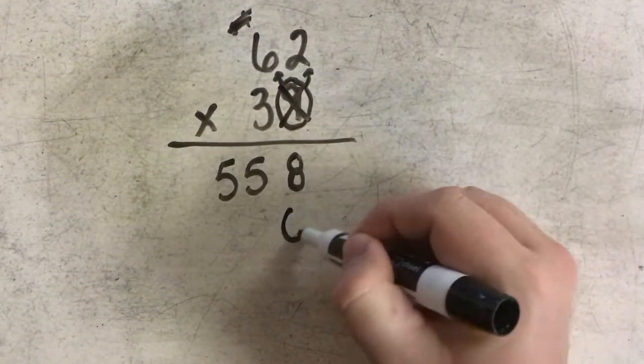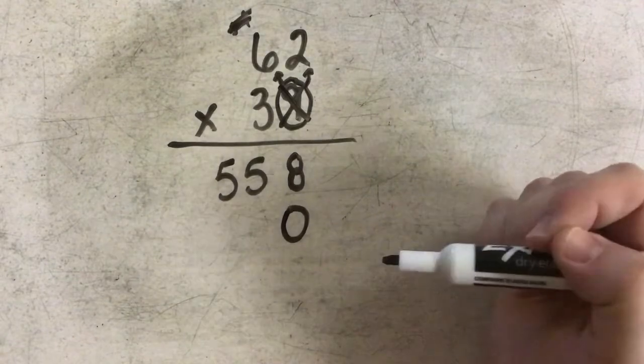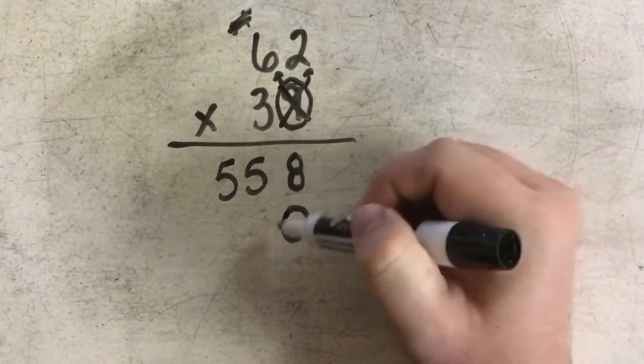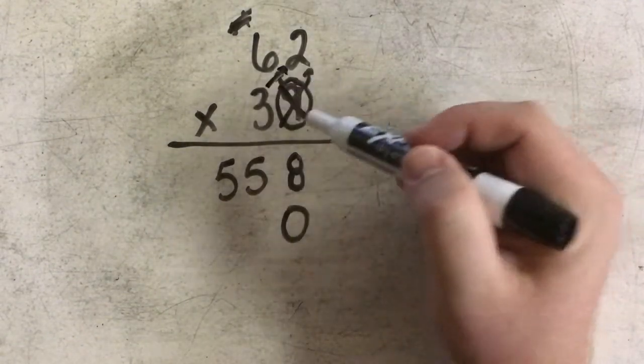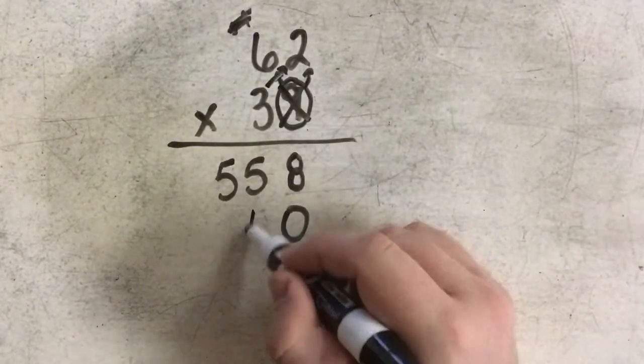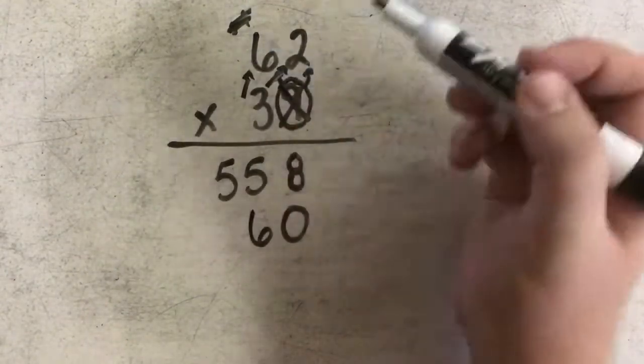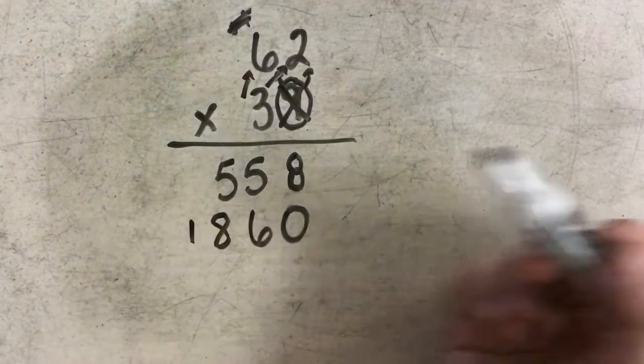I need to bring my 0 down. That's a very important step. Make sure that you're doing it each time. And then continue multiplying. 3 times 2 gives me 6. And 3 times 6 gives me 18.